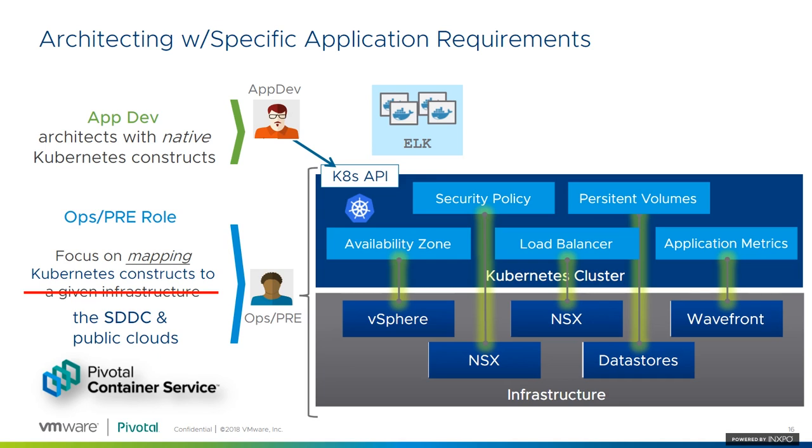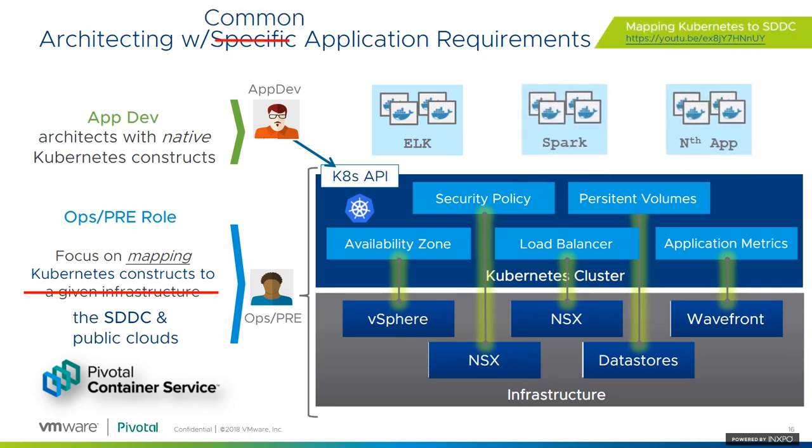And what PKS does is it gives you a really easy way to perform these mappings. It's a consistent and repeatable way to map Kubernetes constructs to potentially your existing infrastructure or even to public clouds. And even if you did learn what an ELK stack was, eventually that app dev is going to go deploy and do something different, whether it's Spark or some other app. The idea is focus on maintaining the Kubernetes constructs and those abstractions and delivering the right abstractions and delivering them safely, consistently, and repeatedly.